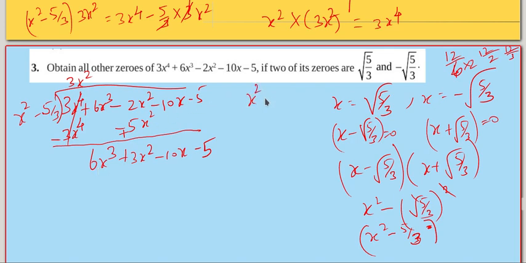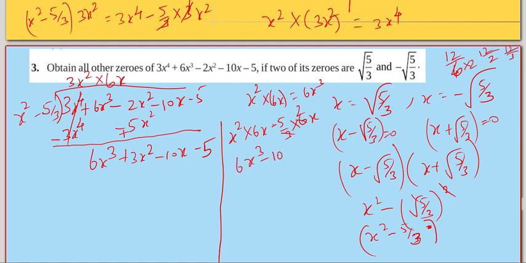Okay. Now the highest term is 6x cube. We have x square. With this, what if we multiply? We will get 6x cube. So we need 6x. X square into x become x cube. We need 6 also. So we have to multiply by 6x. So if you multiply by 6x, what will you get? Okay. So x square into 6x minus 5 by 3 into 6x. Here this will get cancelled. And this will become 6x cube minus 10x.